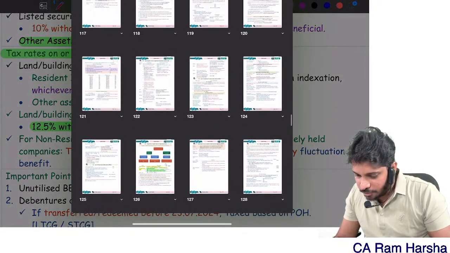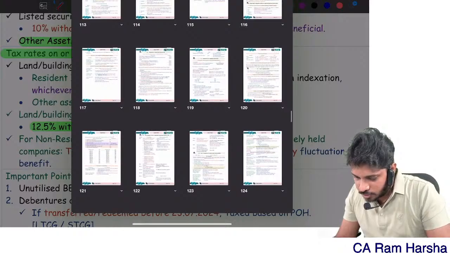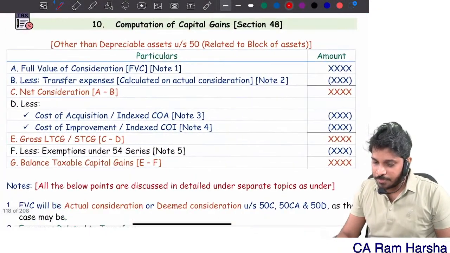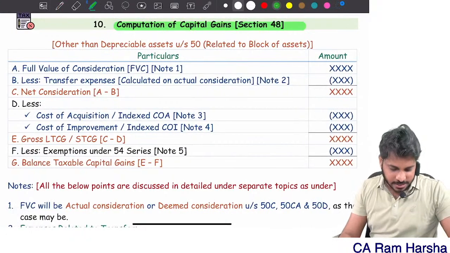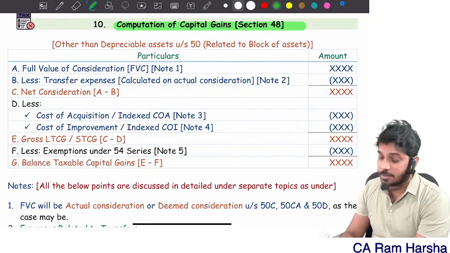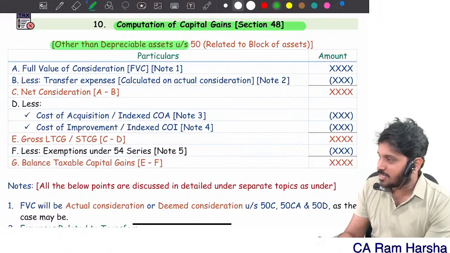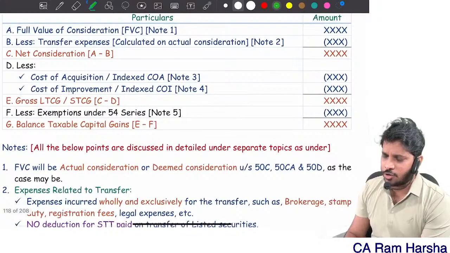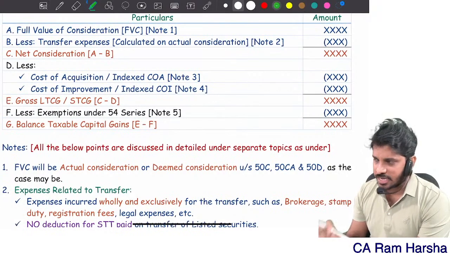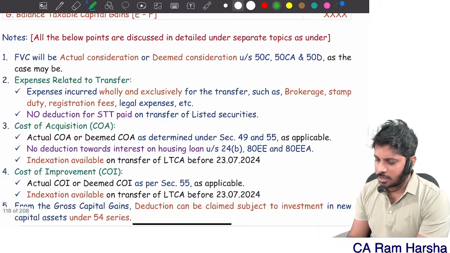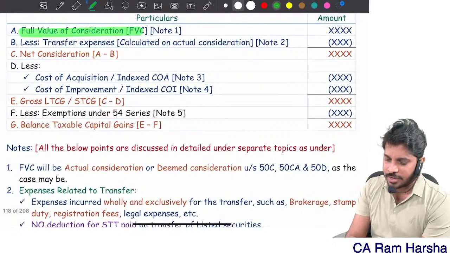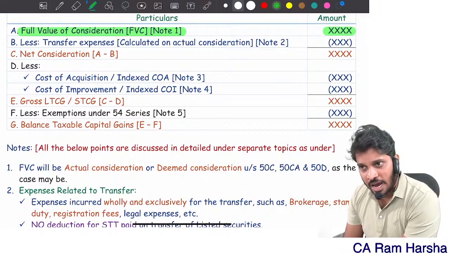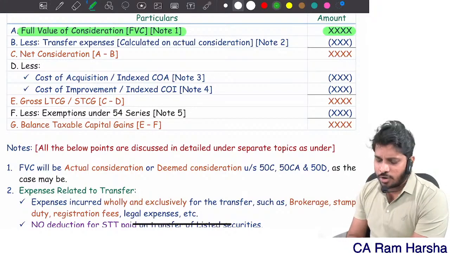So what is the 48 format all about? You see here. How to compute capital gains for non-depreciable assets. Computation of capital gains under section 48, non-depreciable assets, other than depreciable assets. How to compute? First, you should always follow this format in the exam. Okay, so full value of consideration, how much? Identify.